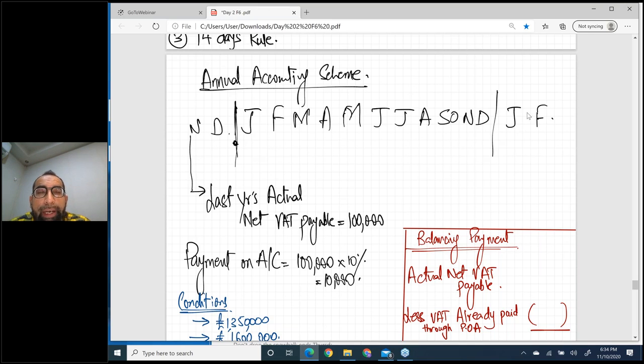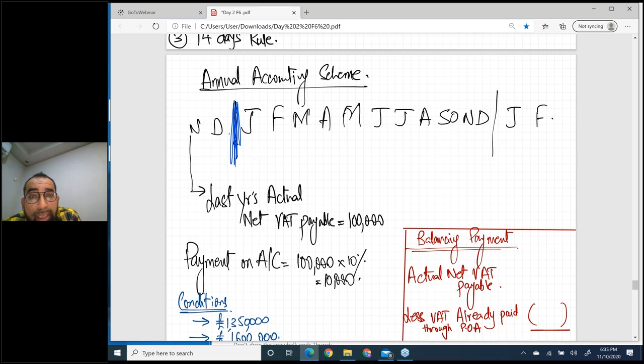If you want to practically solve annual accounting scheme questions, always first point out the date of joining the scheme. Let us say, in my example, this example is made by me, I joined the scheme on 1st January.